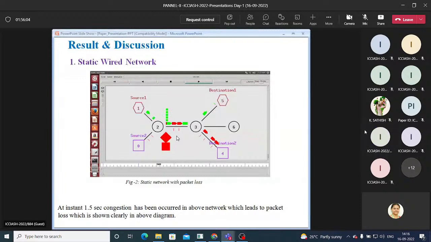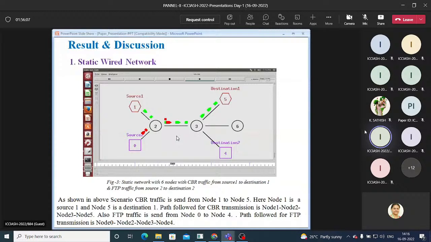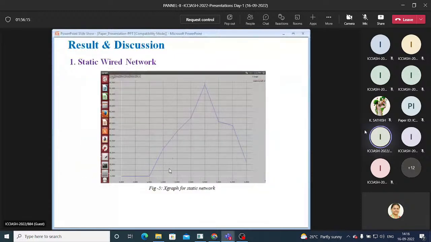Then in the third case, we can easily see both flows, that is CBR flow and FTP flow. Then moving to XGraph for a static network. This is the XGraph package, which is installed as a third party for the NS2 software. Using this XGraph platform, we can plot the packet transmission which we observed in the network simulator. It is basically a graphing tool for plotting the graph for packet transmission during a specific time, that is from 0 to 4.5 seconds.